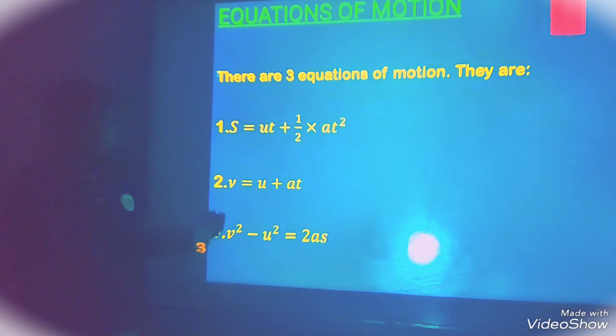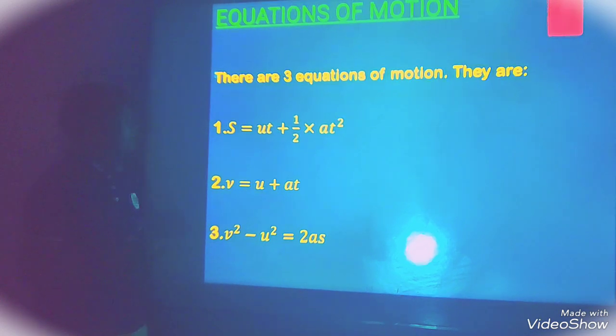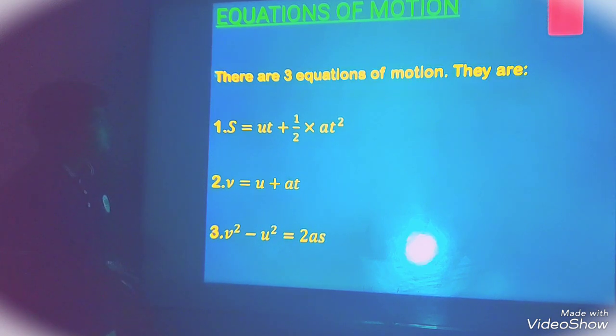Equations of motion. There are three equations of motion. They are s = ut + ½at², v = u + at, and v² − u² = 2as. In these, s is the distance, u is the initial velocity, t is the time taken, and a is acceleration. So these are the three formulas which we will use to solve questions later.